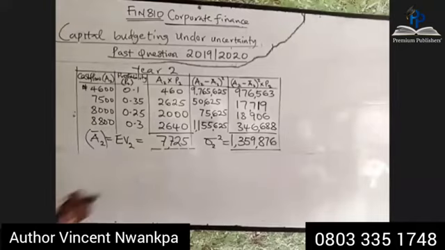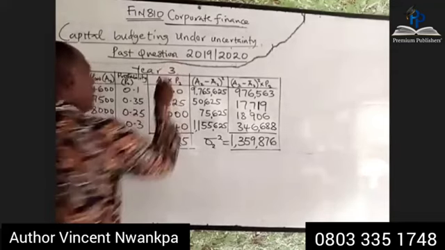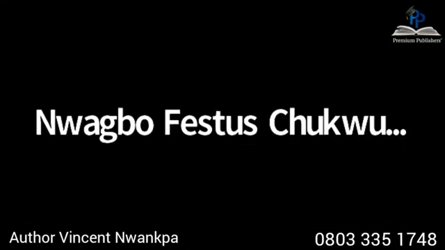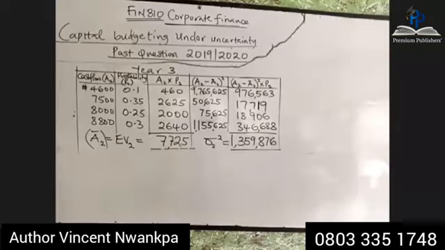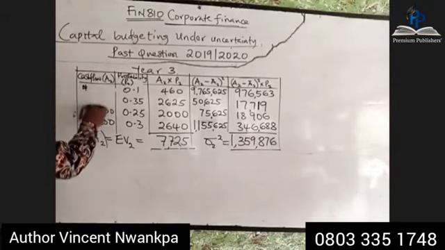Can we go on? Year 3. Okay, we can move on to year 3. Those of us online, can we go to year 3? Can I clean the board? You can go on. Yes, sir. Okay, so year 3.